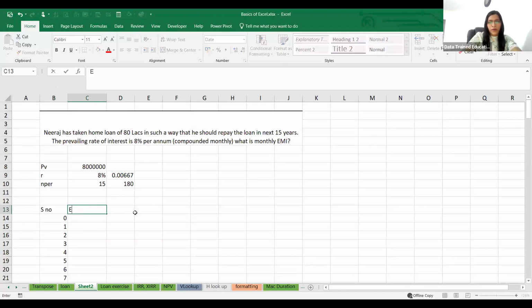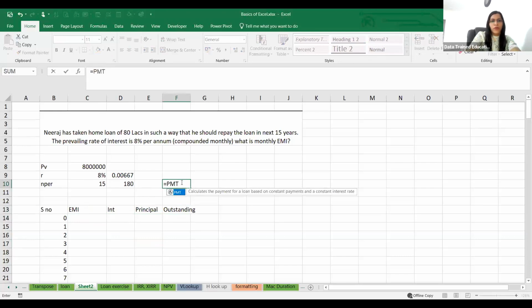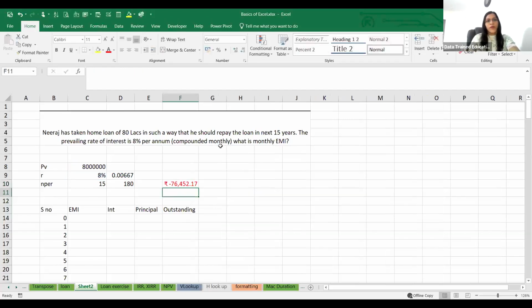Now second is, this is the principal amount, this is EMI, this is interest. I have not written completely. You can write EMI. This is principal. Now, first we need to calculate the PMT. What is the EMI? Through the PMT function, the rate is this one divided by 12. N per is 180. PV is this. FV 0. Type is 0. So 76,452.17 is my EMI. The EMI will remain the same throughout the tenure. That's why I have taken this.